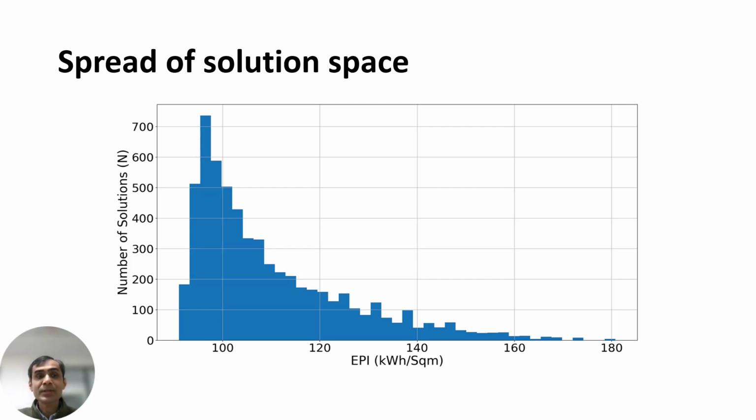So on the y-axis you can see the number of solutions. For this particular example, you can see most solutions lie at an EPI of 100 kilowatt hour per square meter per annum. In this example, most solutions are lying in the low energy ranges.